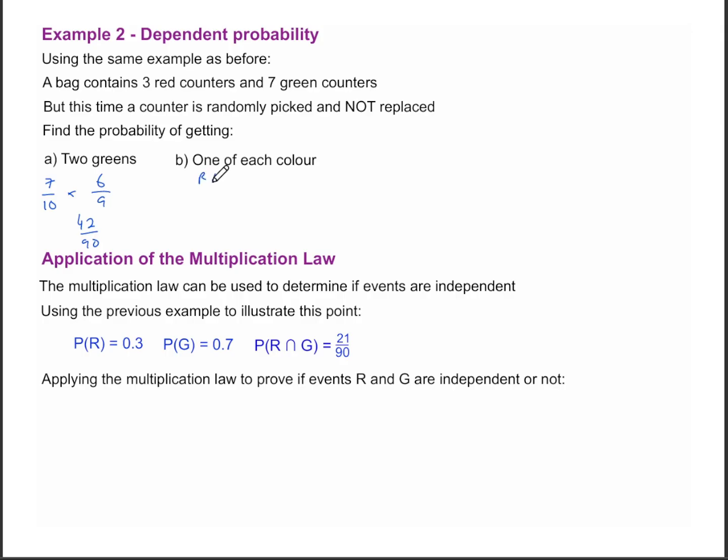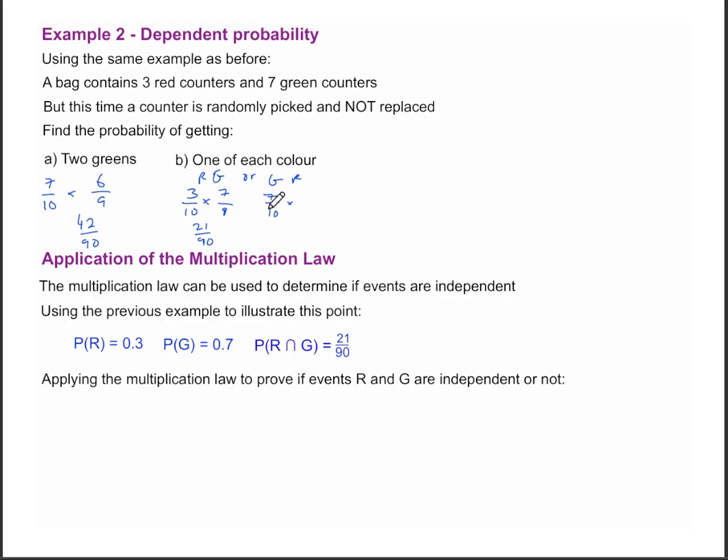You can pick again red then green, or you can pick green then red, one of the two. When you're picking red then green, the first time you pick, you have 3 reds out of a possible 10 counters. Then you keep that red out. And so when you're picking green, you have a possible of 7 greens out of 9 possible counters, which gives you 21 over 90 as your probability of picking red then green. What about the probability of picking green then red? Again, similarly, you have 7 greens out of 10.